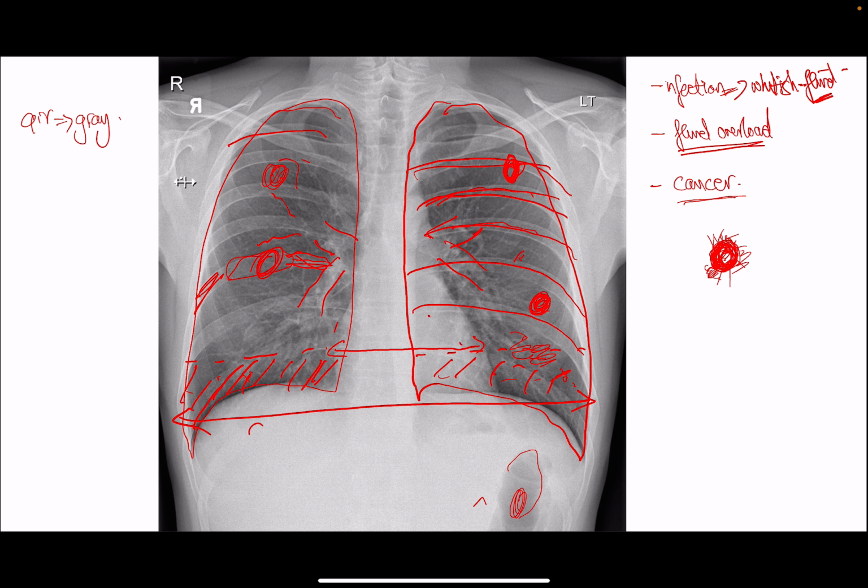So these are common things we see on a chest x-ray, some of the most common reasons for requesting a chest x-ray.